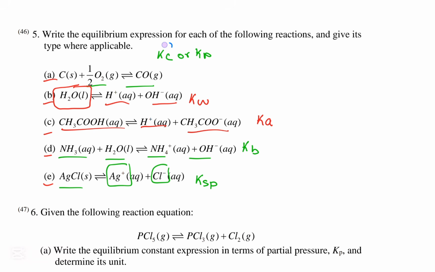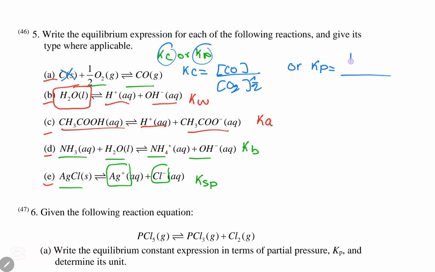So for part A, let's find Kc and Kp. Kc here would be equal to the concentration of CO divided by the concentration of O2, to the power of half. Here we don't include it because it's a solid. There's no need to put the units because it didn't ask us for the units. Or we could find Kp. Kp is going to be the partial pressure of carbon monoxide divided by the partial pressure of oxygen gas to the power of half. Either works. Now for Kw, it's going to be what?